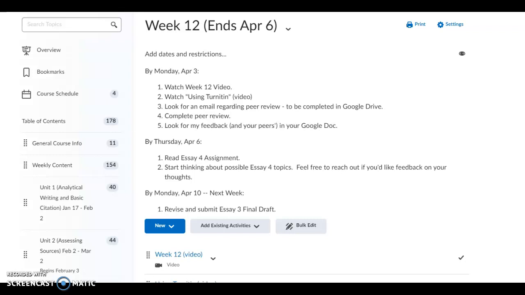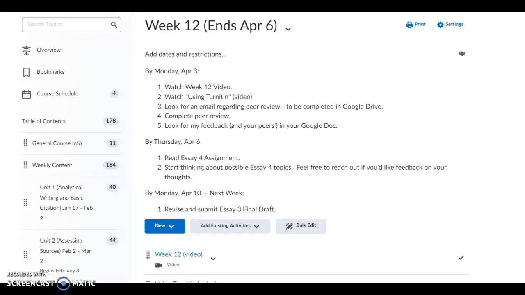Watch using Turnitin. That is actually a video about how you can use Turnitin.com's plagiarism checker to look at your own essays and what this tells you. I've got a little video on how to do that. Please watch that. Look for an email regarding peer review to be completed in Google Drive. That will be out probably by Friday morning, if not earlier. Complete your peer review. Look for my feedback and your peers' in your Google Doc.